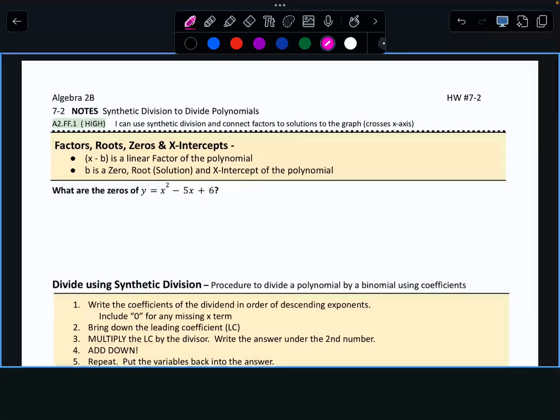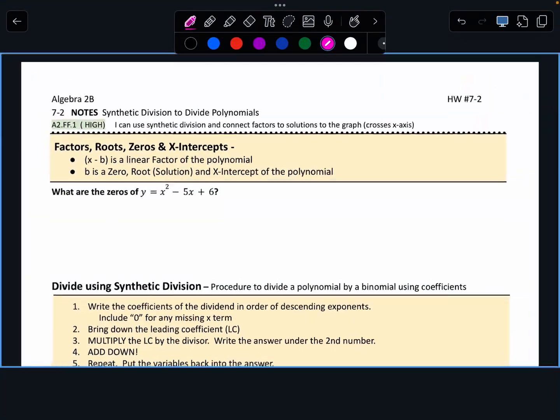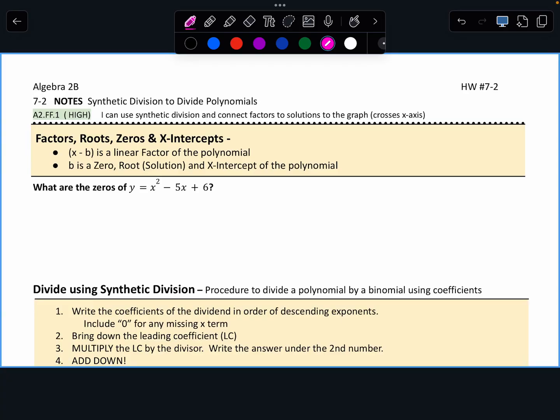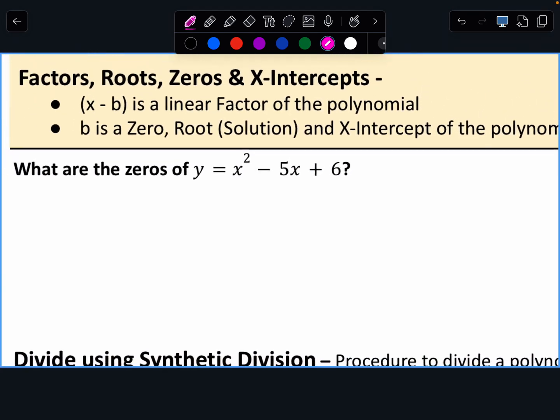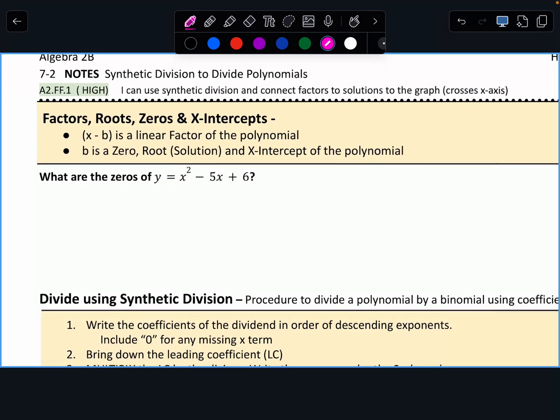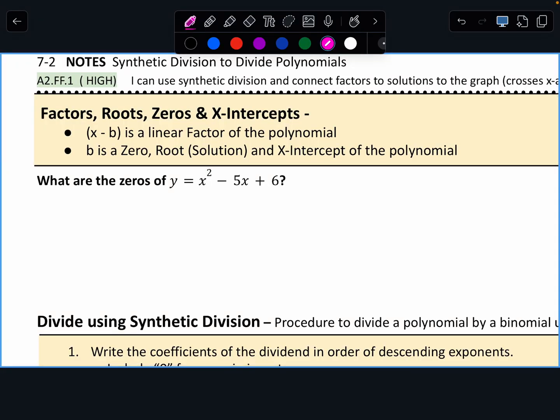All right, Algebra 2, we are looking at synthetic division. What we want to try and do is figure out either the factors of the polynomial or the zeros of the polynomial. One way to do that is by factoring, which is what we're going to do here. It says, what are the zeros of this polynomial? To solve this, we're going to go ahead and factor it.